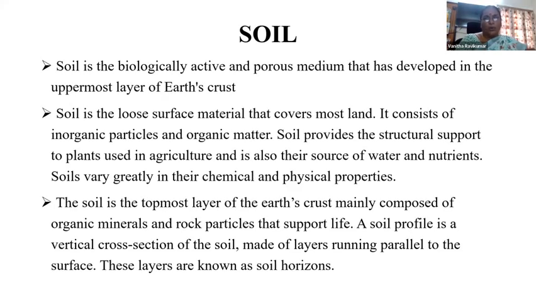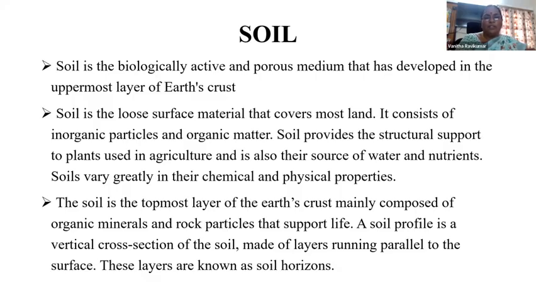What is meant by soil? Soil is the main thing for cultivation. It is a biologically active medium that develops in the uppermost layer of the earth's crust. It takes a million years to form soil.